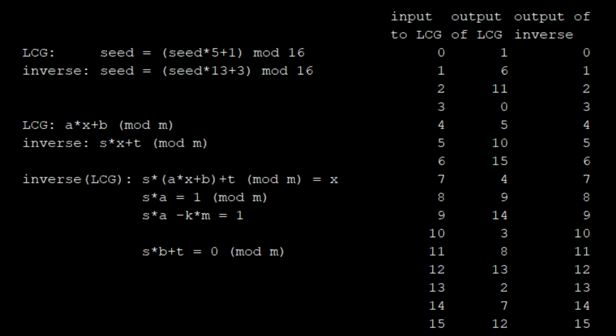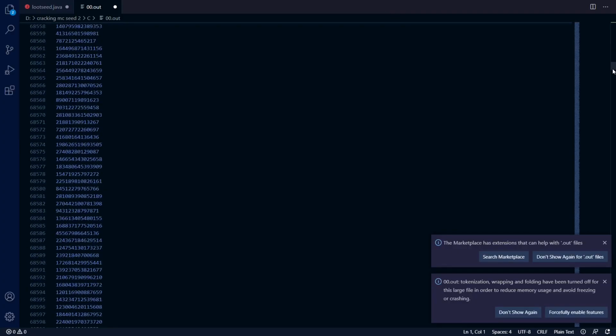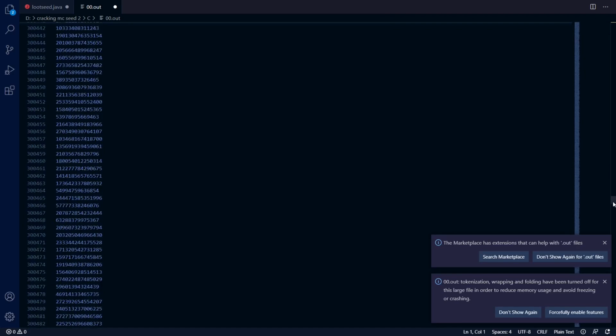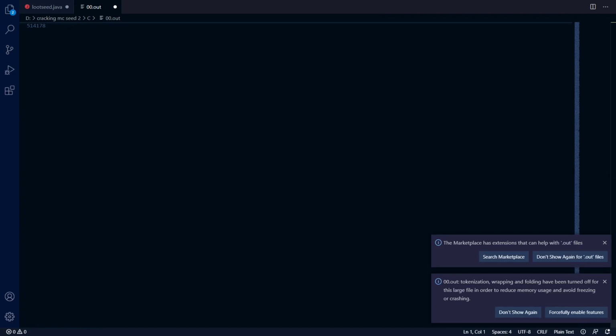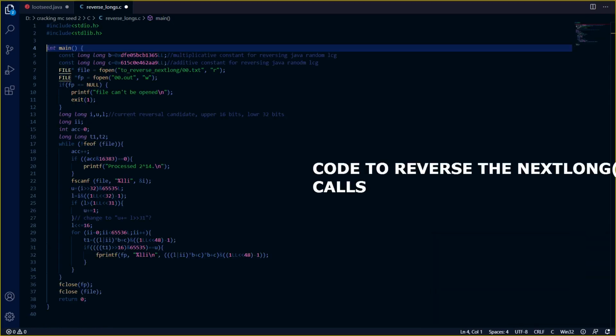Rewriting the first equation as A times S equals 1 plus M times K, S can be solved for using the extended Euclidean algorithm. It then becomes trivial to find T. Finding all possible initial states that produce a desired loot seed on the first nextLong call, we find 513,117 such states. This computation was much quicker, only checking about 34 billion states.